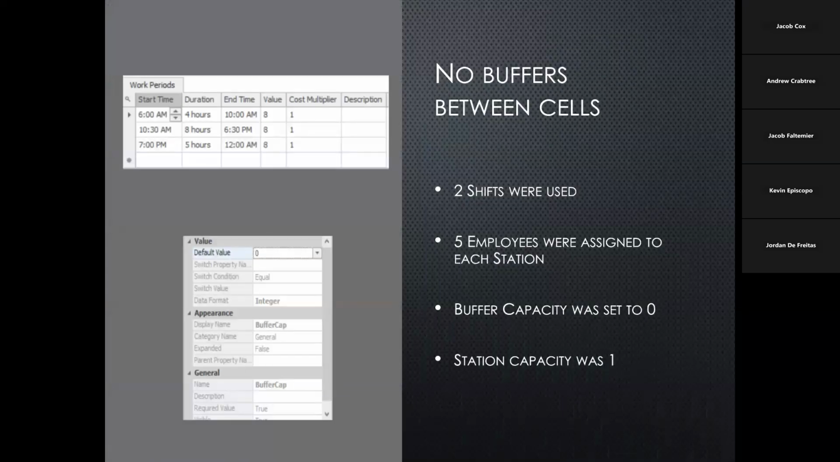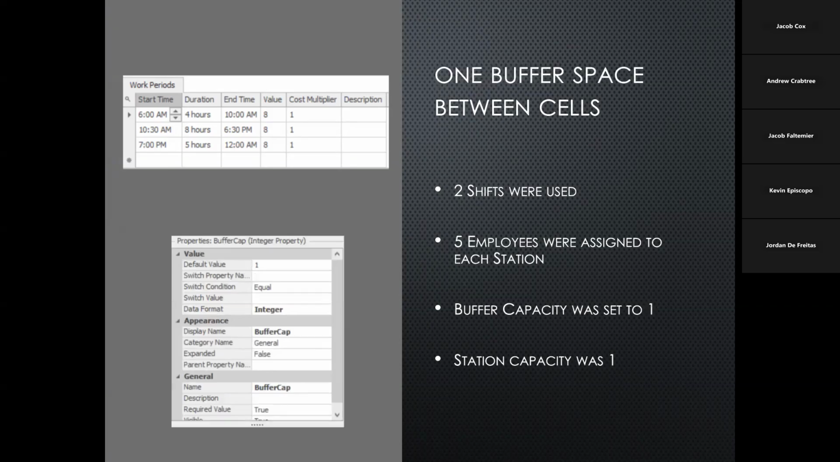So here we have no buffers between cells, where 2 shifts were used for the workers, 5 employees were assigned to each station, and the buffer capacity was set to 0. Station capacity was set to 1, as you can see right there. The buffer capacity was set to 0.